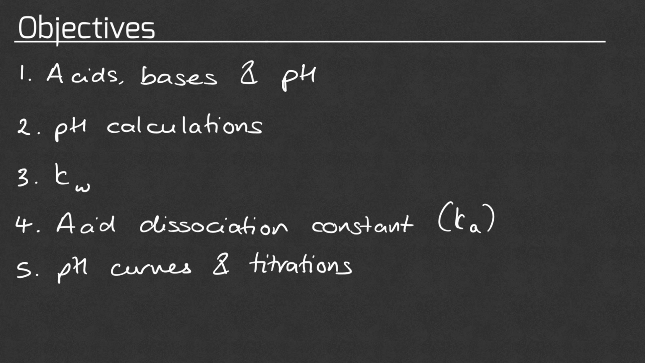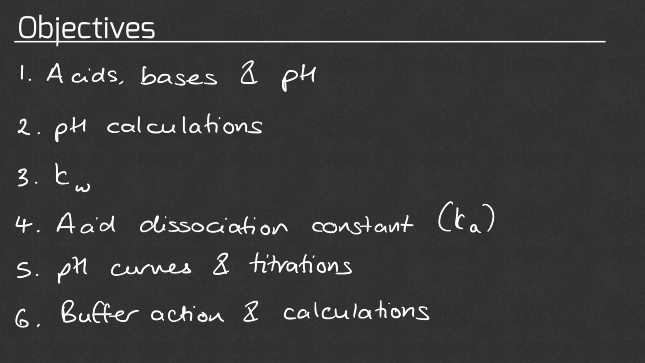We'll look at what titration curves are, and we'll sketch and explain the shapes of 4 common pH curves you'll come across, and we'll then use pH curves to do titration calculations. Finally, we'll explain what a buffer solution is, we'll look at how you can make both acidic and basic buffer solutions, and then calculate the pH of acidic buffers.